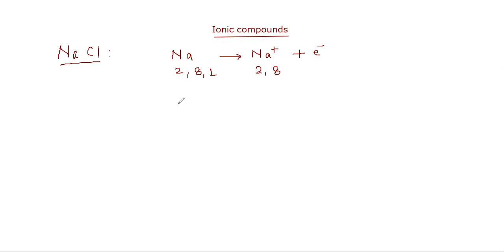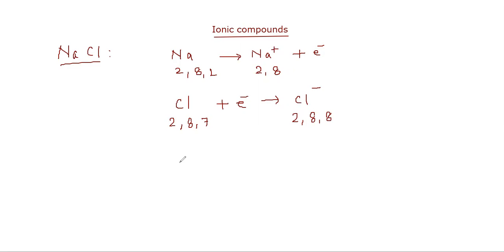Now consider case of chlorine. So chlorine has electronic configuration 2, 8, 7. It accepts one electron. So it forms Cl- with electronic configuration 2, 8, 8. Now Na+ and Cl- combine to form NaCl.